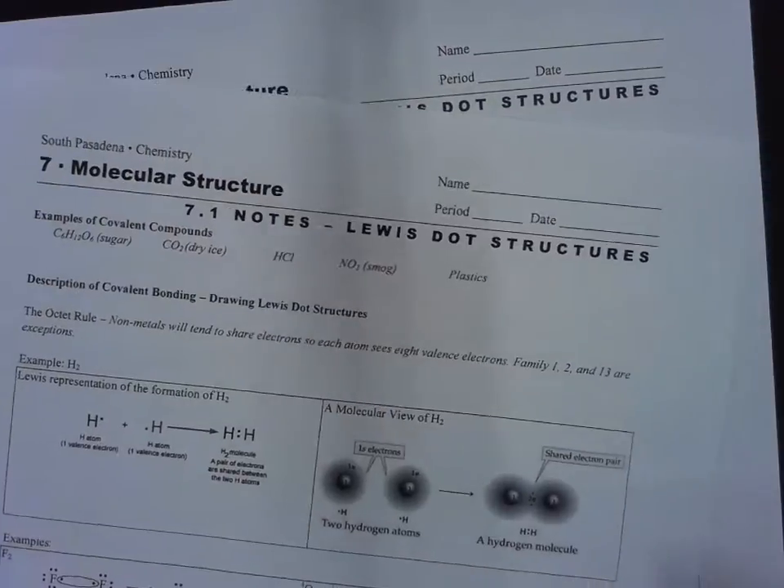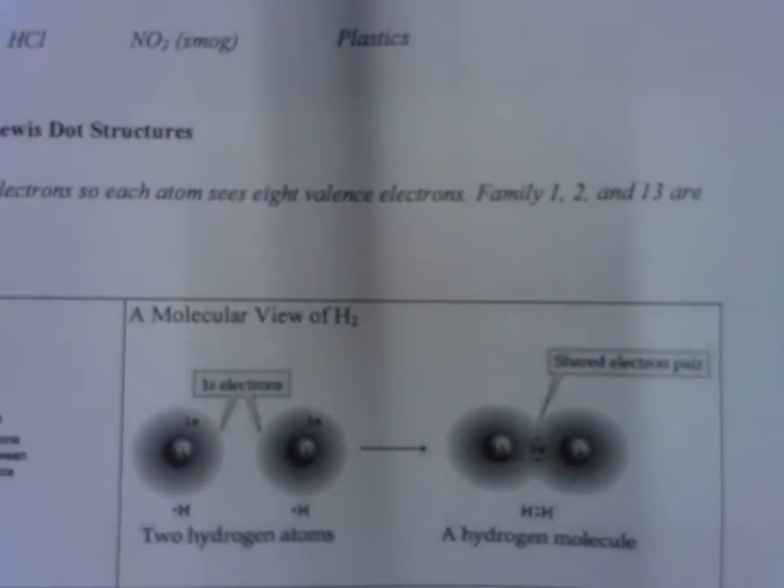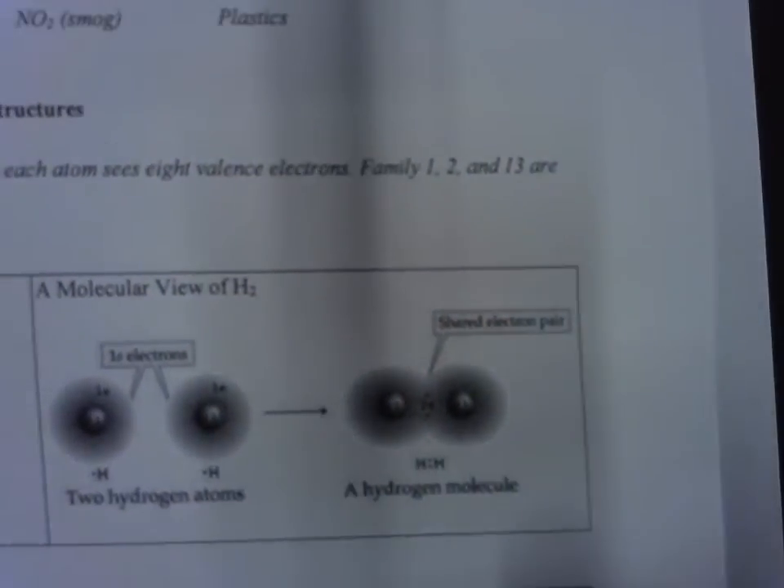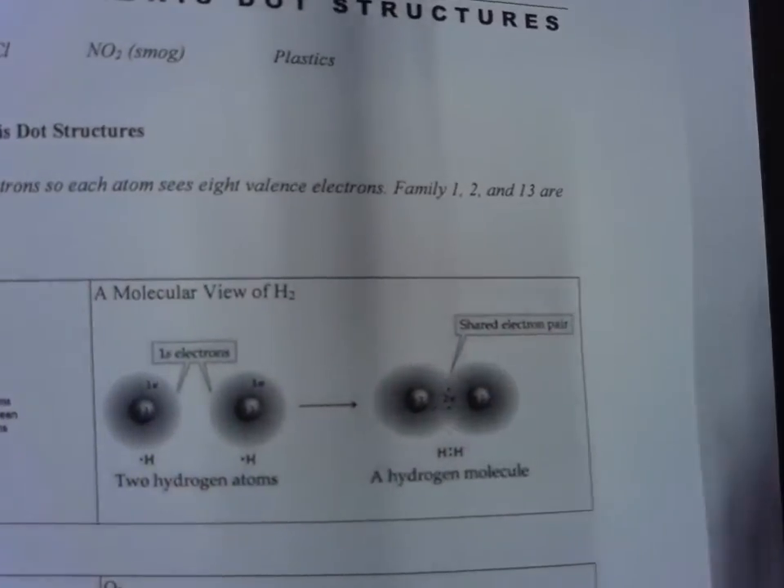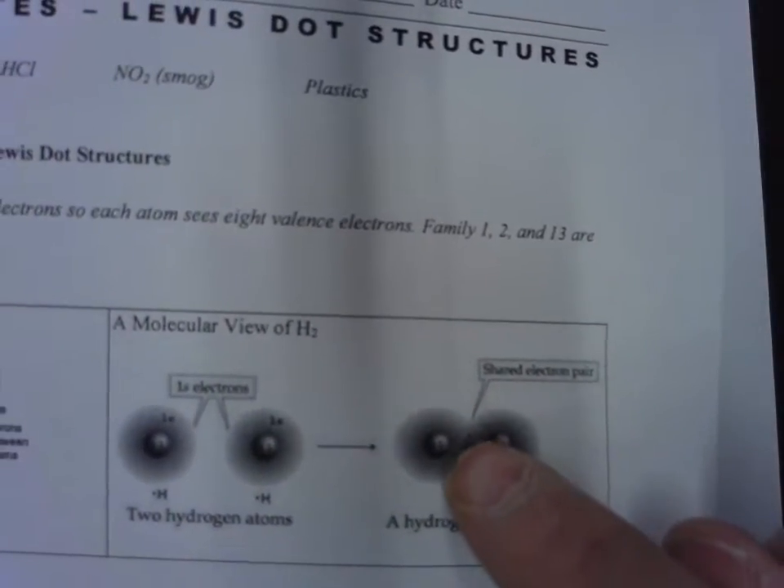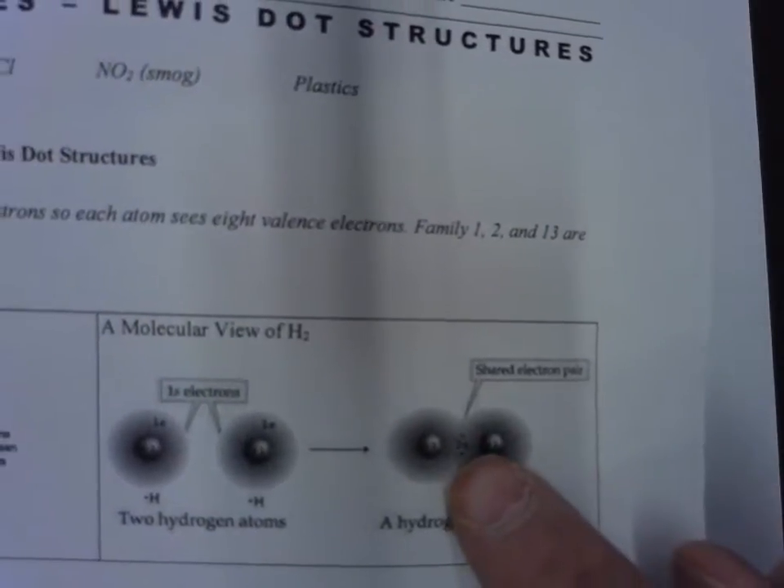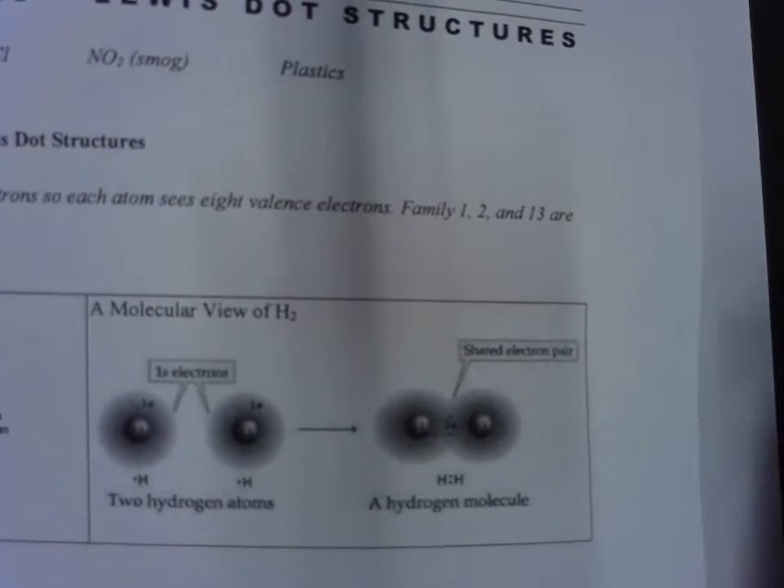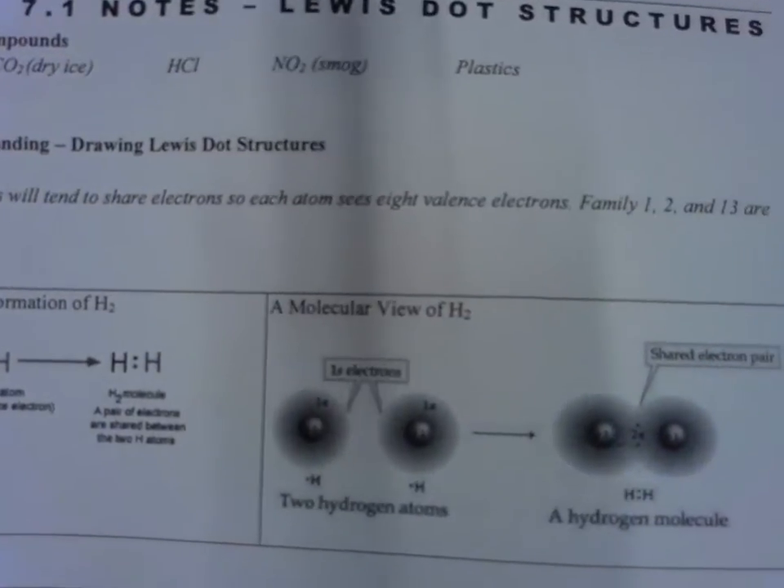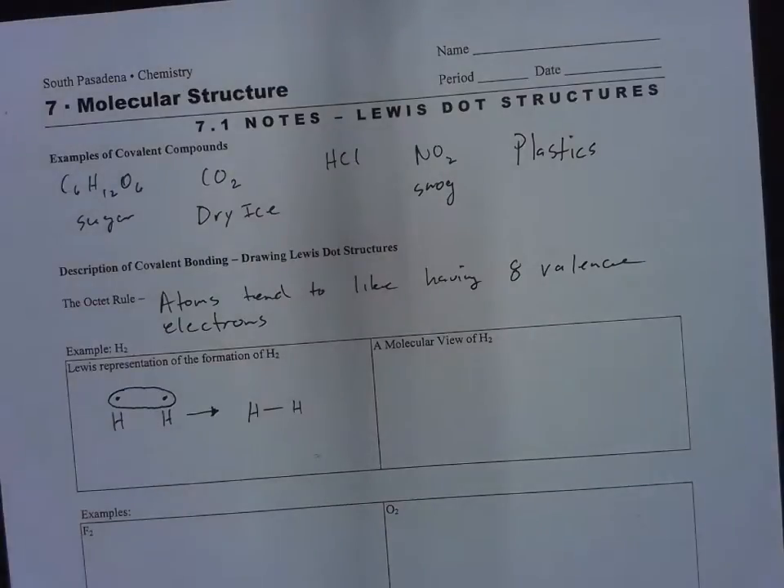If we were to draw the molecular model of H2, it would look something closer to this, doesn't it? Okay, and in the middle there, those are the 2 electrons that are shared in a covalent bond. You don't have to draw it. I just wanted to show you what it looked like. Let's go ahead and do another example.